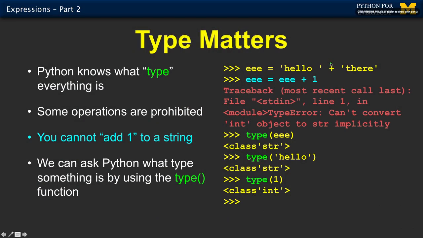So I have now concatenated hello in there, and Python's perfectly happy to do that, and then I stick that in EE. Now I say I want to add 1 to it. It looks to its left, looks to its right. This is a string, and this is an integer. And Python says, I don't know how to do that. Python could know how to do it, but it's chosen not to. And so you get the dreaded traceback.